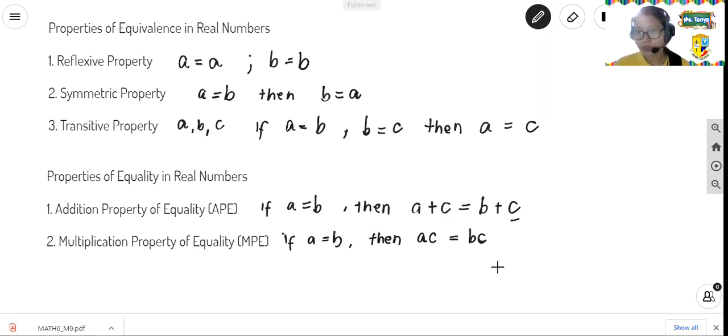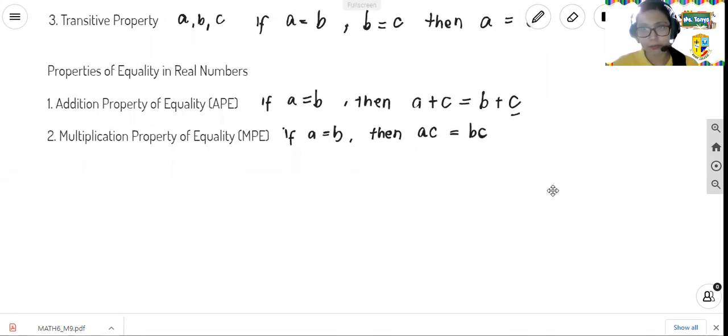Okay, so these are the properties that would help us to solve equations in one variable. So let us try to apply these in examples.